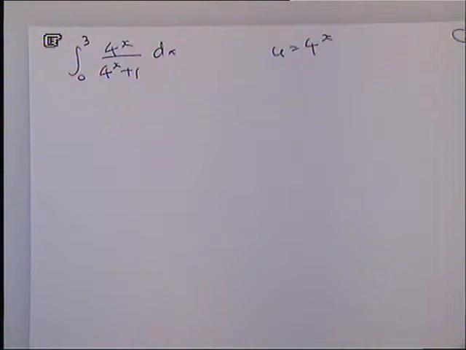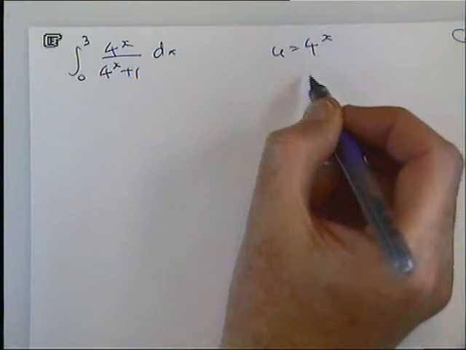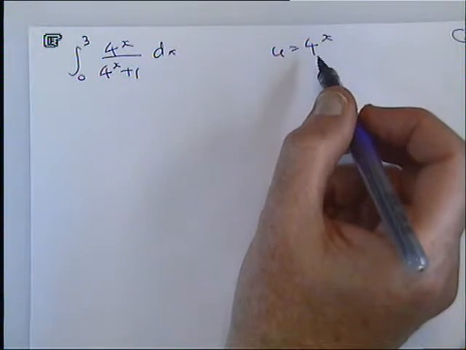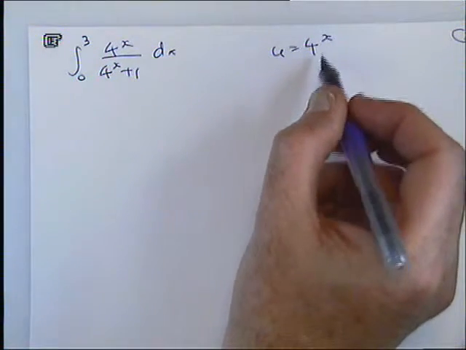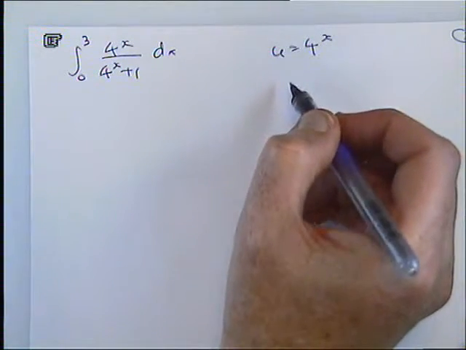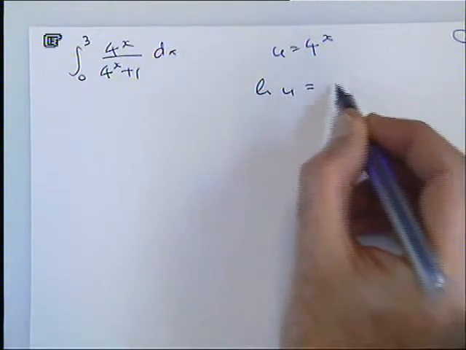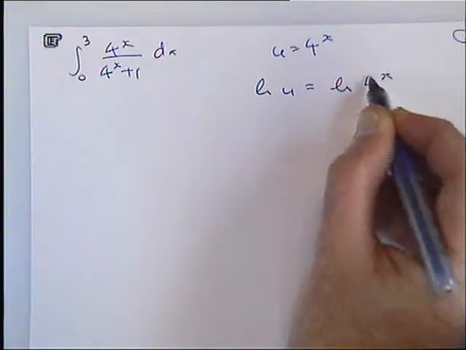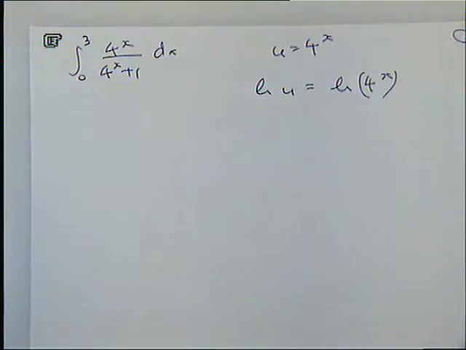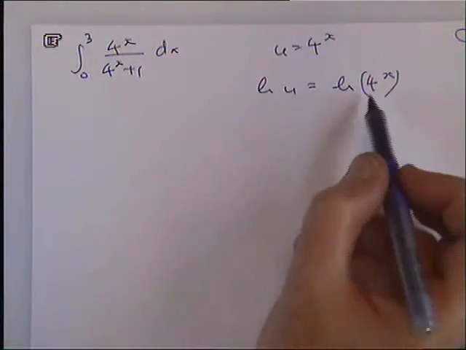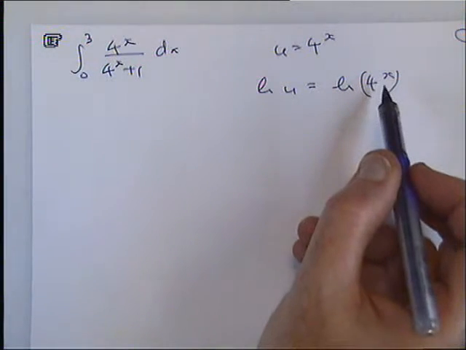Okay, this is the next question we've got. We've got u equals 4 to the x. We want to know what x has got to be. So to get x down from being that power, we've got to take logs. So if you take logs of both sides, we have log of u is log of 4 to the power of x. Now, what can we do if we have a power inside a log?